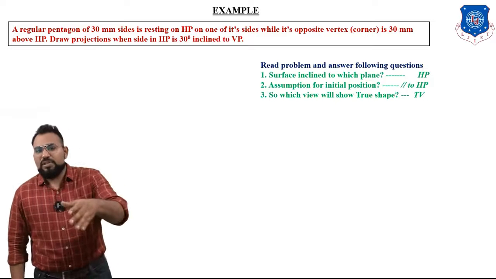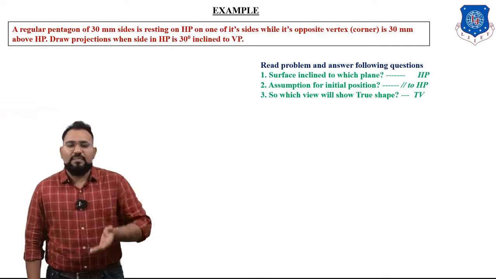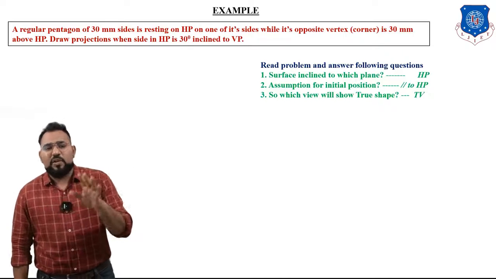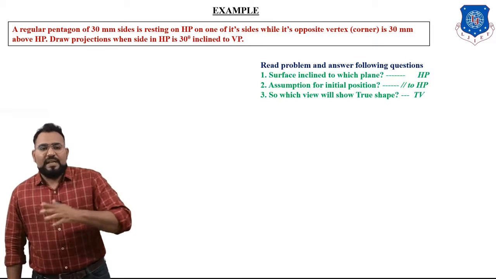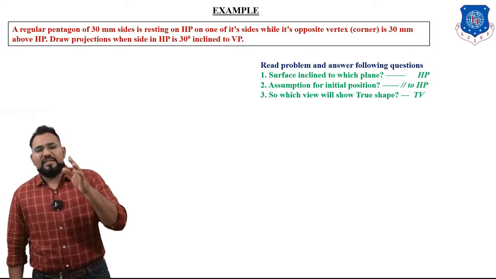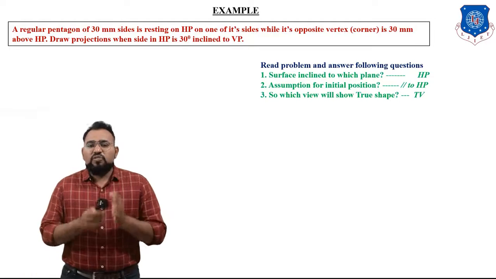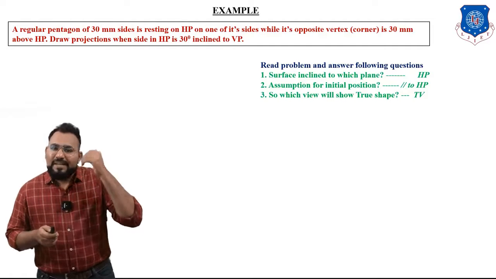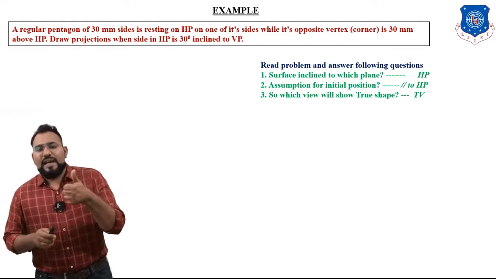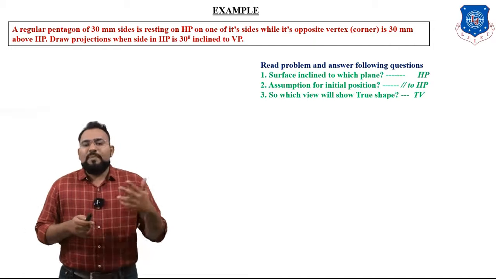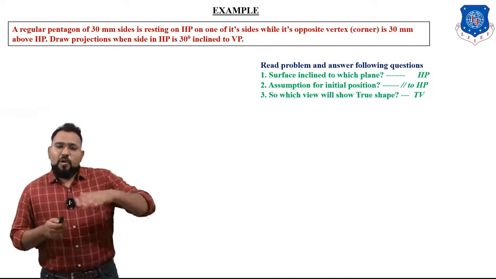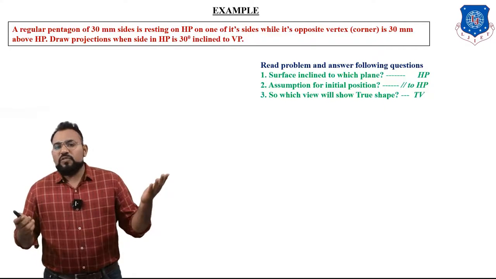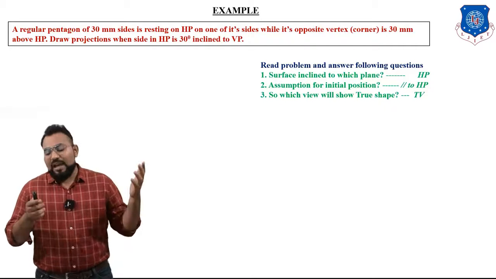Here are some questions that you have to ask before solving this example. First question: the surface is inclined to which plane? We do not require that question, because in the first sentence it has already been told that this surface is resting on HP. We don't even have to assume, because if it is resting on HP, then ultimately it is parallel to HP. So we will start solving this problem by taking the pentagon parallel to HP, and we know which view will give the true shape: the top view will give us the true shape.